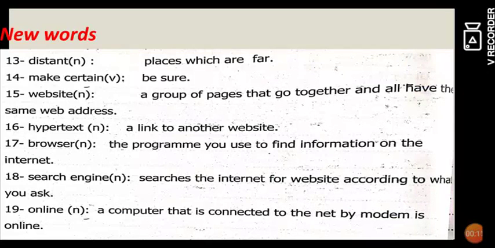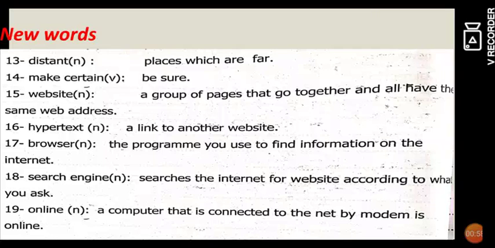Good morning, students. Today we are going to complete Unit 3, Get Connected. Let's complete our new words. Number 13, distant. Distant here is a noun, means places which are far. Number 14, make certain. Make certain means be sure. It's a verb. Number 15, website. Website is a noun, means a group of pages that go together and all have the same web address.